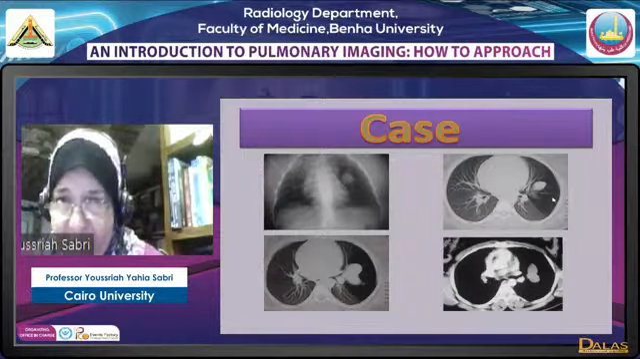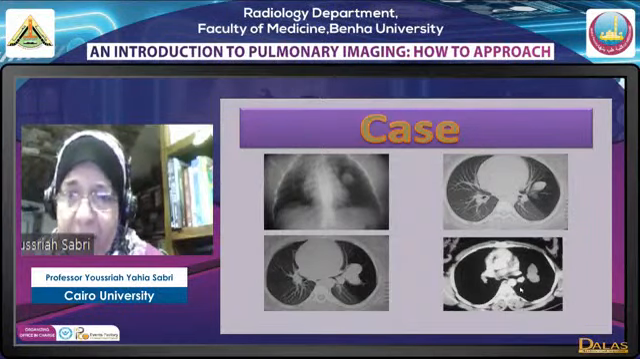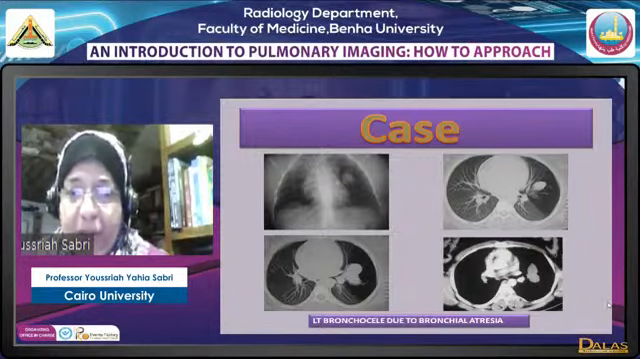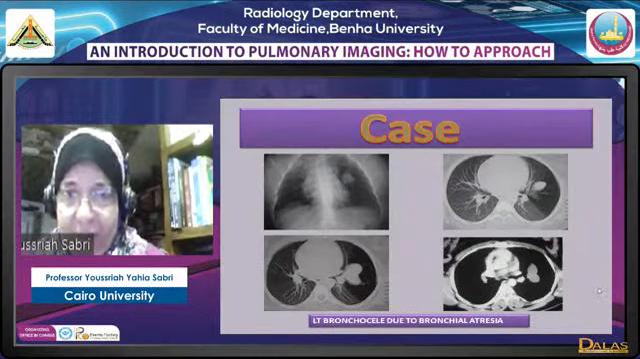This is air trapping. So we have a lesion with distal air trapping, and in the mediastinal window, we see hypodensity, fluid density. This appearance is typical for a bronchocele due to bronchial atresia. Spot diagnosis.